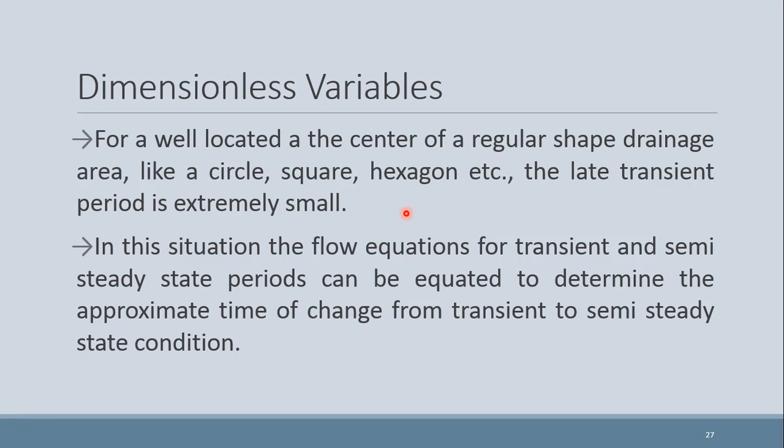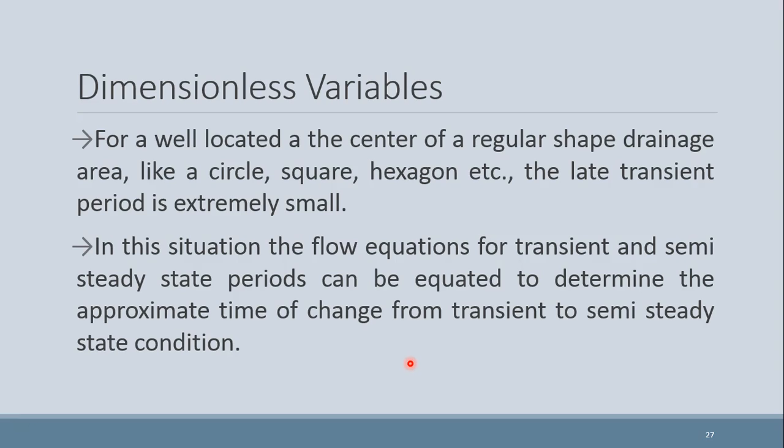So in this situation, the flow equations for transient and semi-steady state periods can be equated to determine the approximate time of change from transient to semi-steady state condition. Because for late transient we don't have a solution. That condition is too complicated, so we cannot find the solution analytically for the late transient period, and not even numerically can we find a solution for the late transient period of RD.